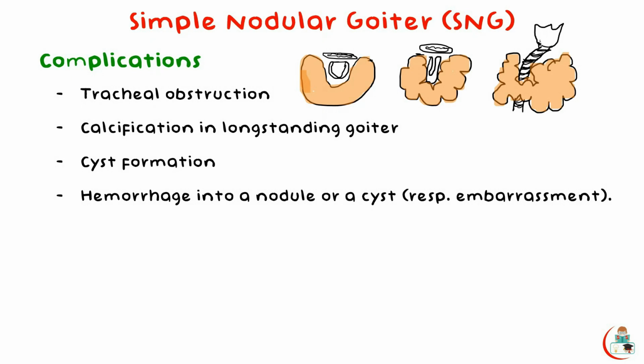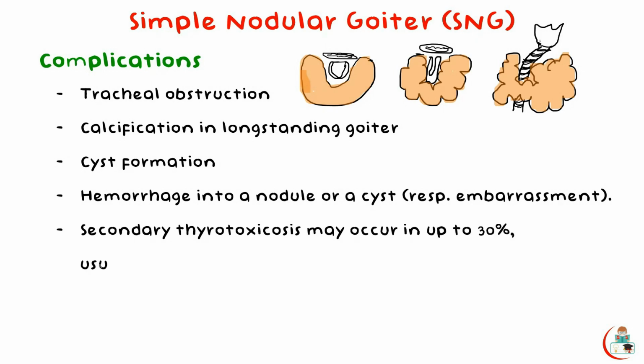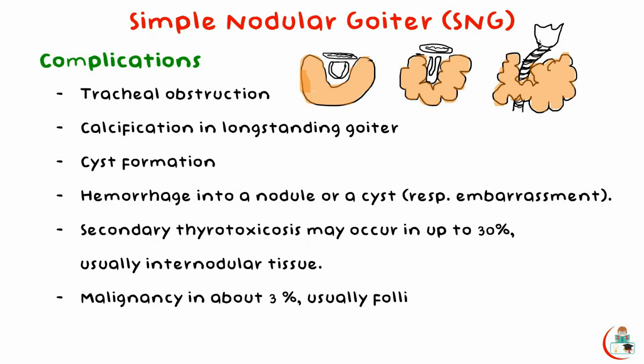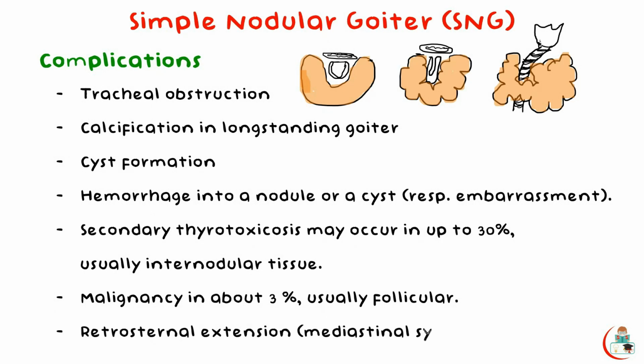Nodular goiter may be complicated by secondary thyrotoxicosis in 30% of cases. It is usually the internodular tissue which becomes hyperfunctioning, but sometimes one of the nodules may be the hyperfunctioning tissue. Malignancy may occur in 3% of cases, and it will be usually follicular type. The last complication is retrosternal extension, causing mediastinal syndrome with superior vena cava obstruction.